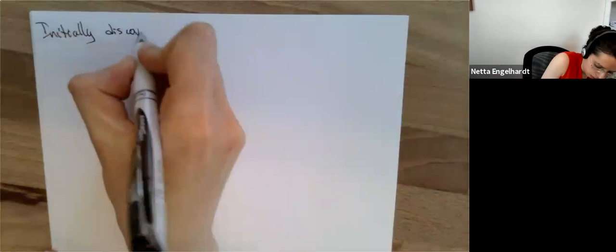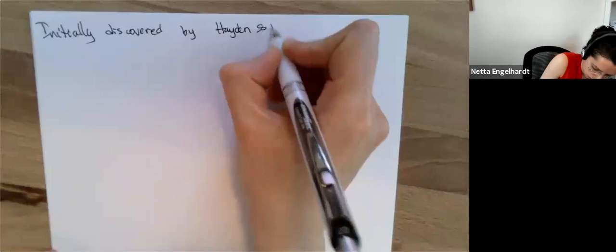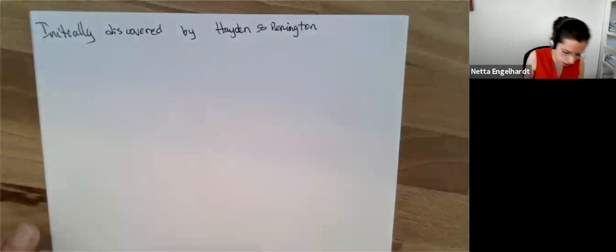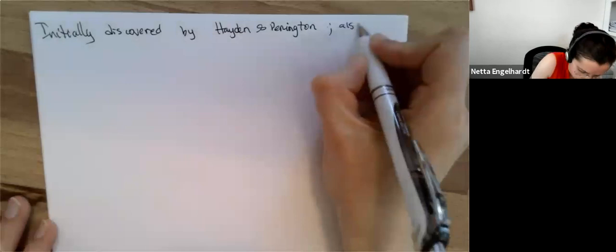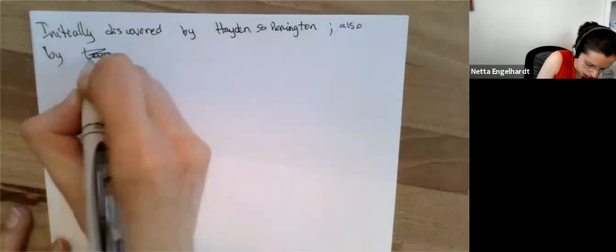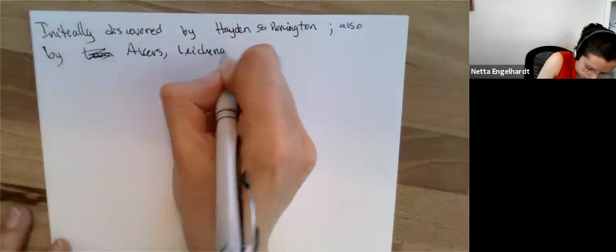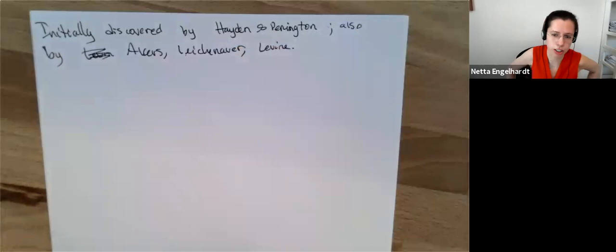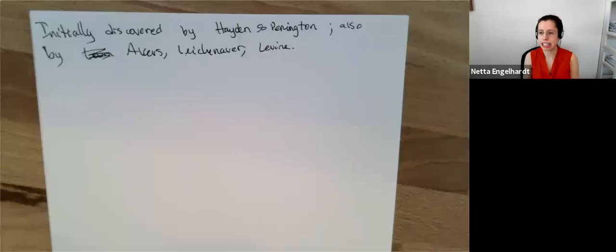I want to give credit to two groups of people who have figured this out. So this problem was initially discovered by Hayden and Penington, in the framework of approximate quantum error correction, and also discussed by Akers, Leichenauer, and Levine. The example from Akers, Leichenauer, and Levine is very instructive because it's an easy case to see where you can have a very small code subspace of low energy excitations and still run into this problem, as long as you're considering quantum extremal surfaces and not classical extremal surfaces.